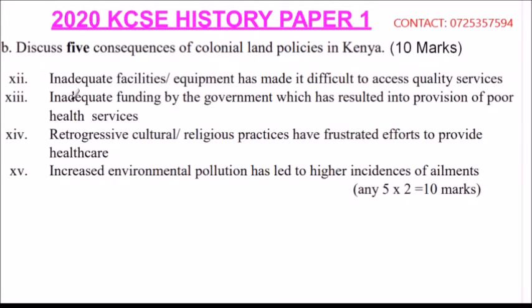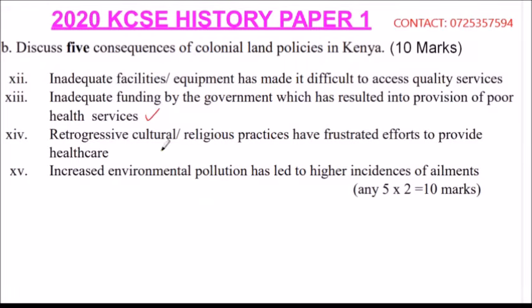We have a continuation of that. This is number 12. We have inadequate facilities, equipment had made it difficult to access quality services. So inadequate facilities or equipment. Number 13, inadequate funding by the government, which has resulted to provision of poor health services. The government had not established completely, and therefore they were not able to give, there was poor health services.